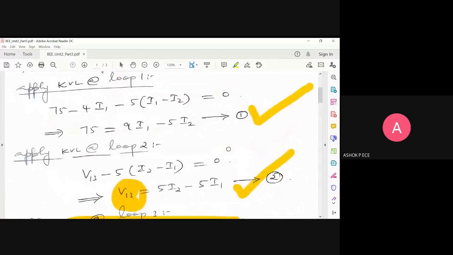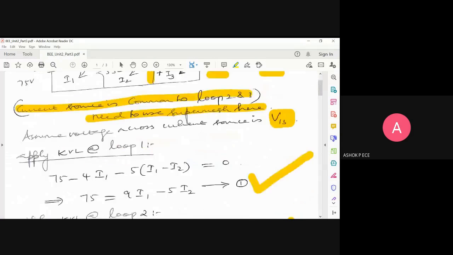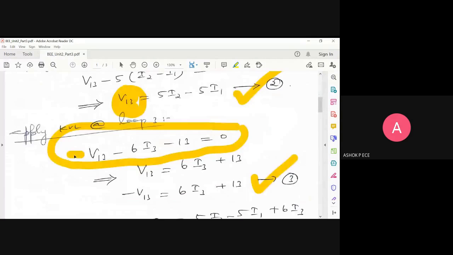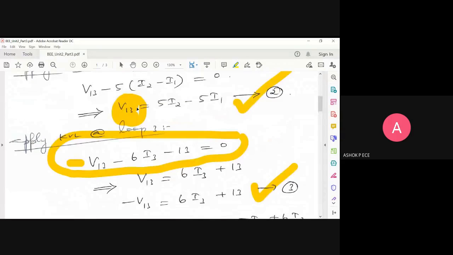I'll show you the diagram again. See, when the current is entering through a voltage source from plus to minus, we take the sign to be minus. So it is minus 13 volt. Again, plus to minus: V13 minus 6I3 equal to 0. Okay, see here, minus V13 minus 6I3 minus 13 equal to 0. From this, find minus V13, because here I have plus V13. So if I add both, this V13 will get cancelled.